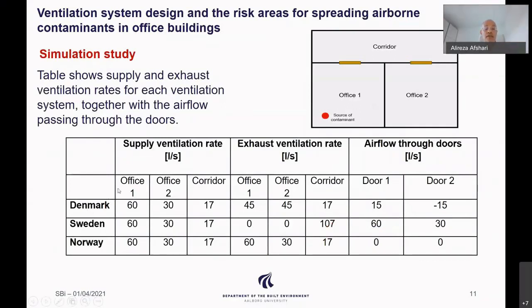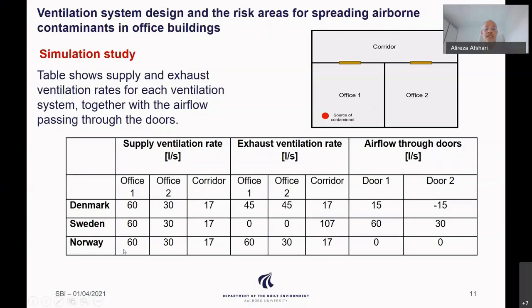In Denmark, you can see here we have supply ventilation rate, exhaust ventilation rate, and airflow through the door. In Denmark, we have 60 supply in one office, and 30 in another office, and the corridor is 70 liters per second. For the exhaust it is 45, because we talk about a building on average, for each room, and the corridor is 17. For Sweden, we have 60, 30, and 17, but because the corridor is the exhaust, you have the sum of the airflow in the corridor.